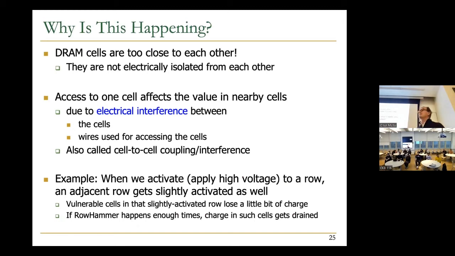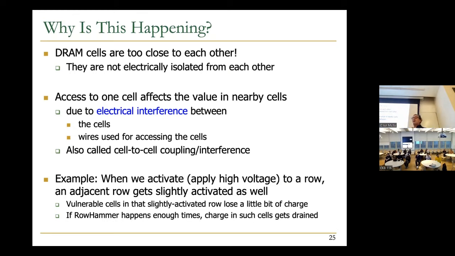And I like thinking of it at an abstract level. When you activate, or apply high voltage to, a row, an adjacent row gets slightly activated as well. And vulnerable cells in that slightly activated row lose a little bit of charge. And if you do this hammering pattern, activate precharge many times, the charge in such vulnerable cells gets drained unless they're refreshed before that happens.